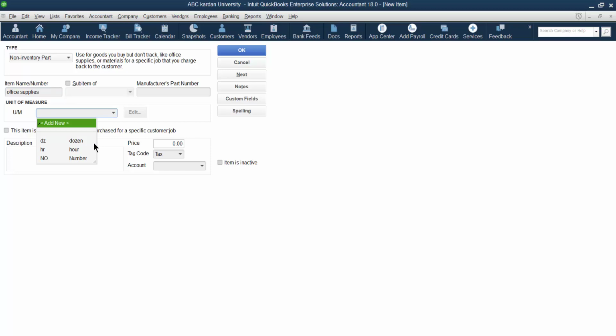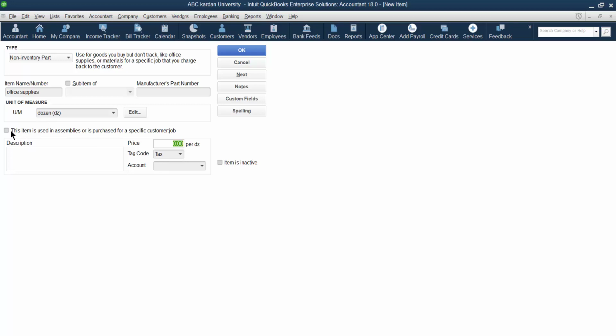Unit of measurement, for example, let us say we purchase in dozens. If later on you sell it, how much should be the price of this one? There is even no need to mention the price of this one. Why? Because the office supplies will be used in the organization. If you sell it, on that case, it is fine. Or for example, these are the products which you have and you want to directly charge for the customer, right? So in that case, also you can mention the selling price, right?